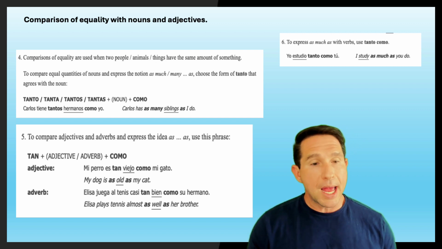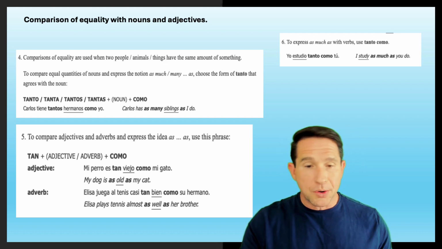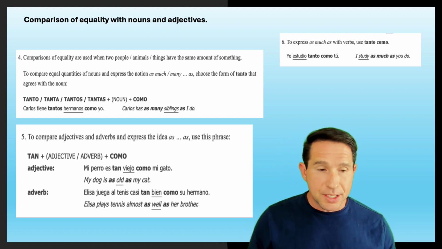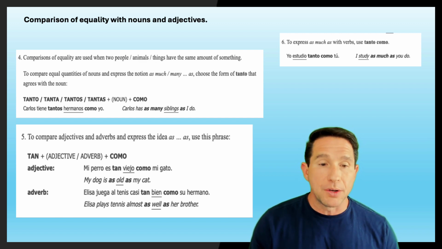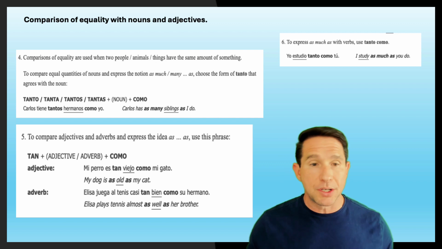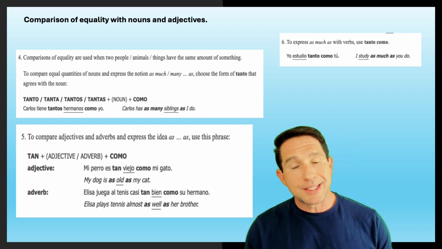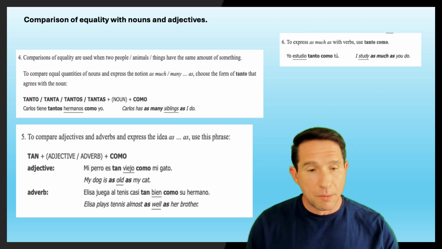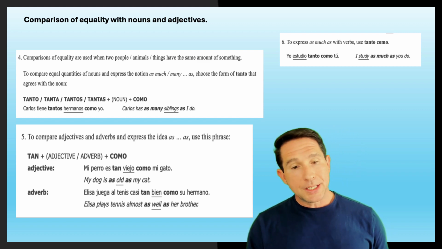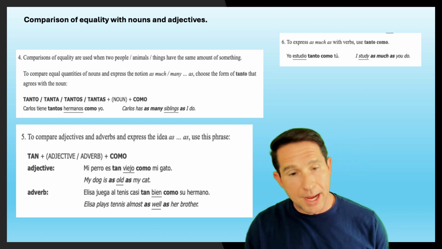To compare adjectives and adverbs, or to express the idea as old as, as good as, as well as, right? We use tan como. So it changes. So again, going back to knowing what you're comparing, right? Mi perro es tan viejo como mi gato. Alisa juega al tenis tan bien como su hermano, right?